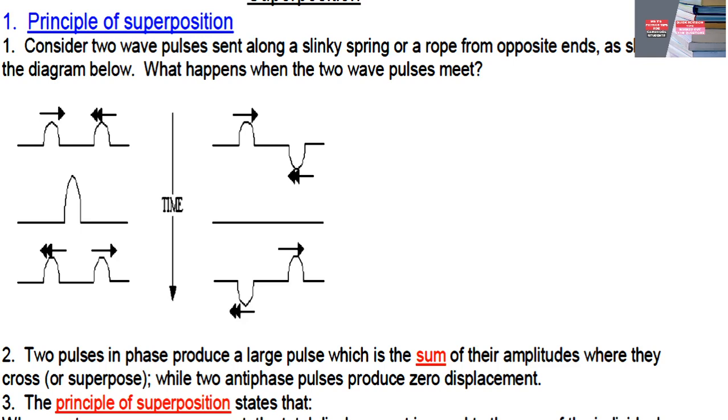The principle of superposition can be well studied if we consider two waves. One is moving to the right and the other wave is moving to the left. The wave moving to the right is shown by one arrow, and the other wave moving to the left is shown by two arrows. Now when these waves meet with time, so the time is going down, as you can see the amplitude increases.